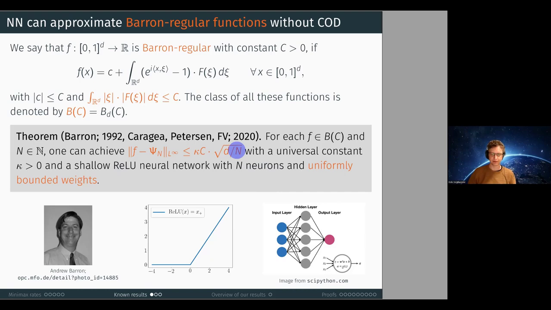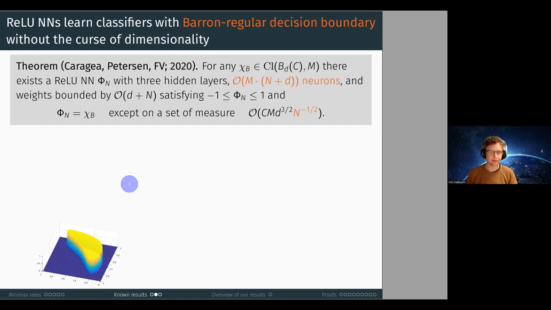And this result is originally due to Barron, and we just proved some very slight generalization regarding the activation function and showing that you can actually do it while still maintaining the weights to be bounded. Okay, so one thing that we will consider is then, instead of taking C^k boundaries, looking at classifiers where the boundary of the two regions plus and minus one is Barron regular. And for this, in an earlier paper, we had some partial results, but we were not fully satisfied with these. So what do these partial results say?